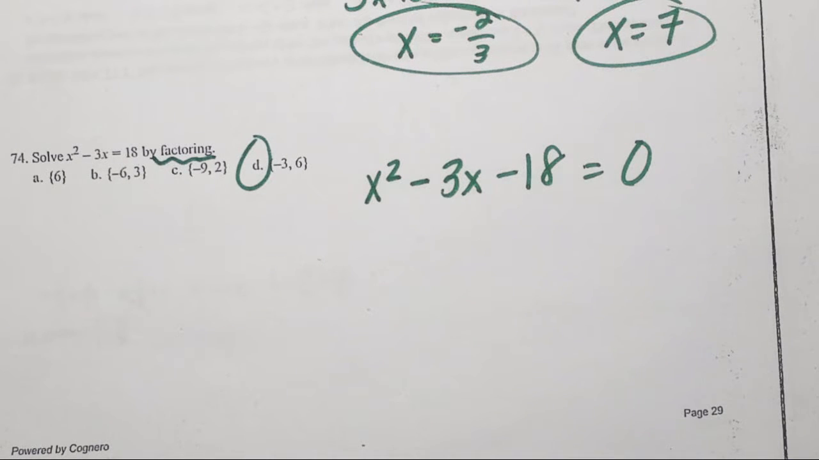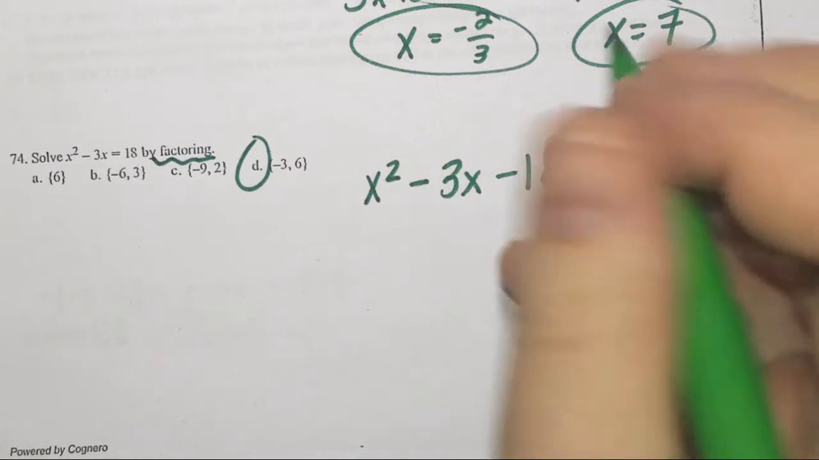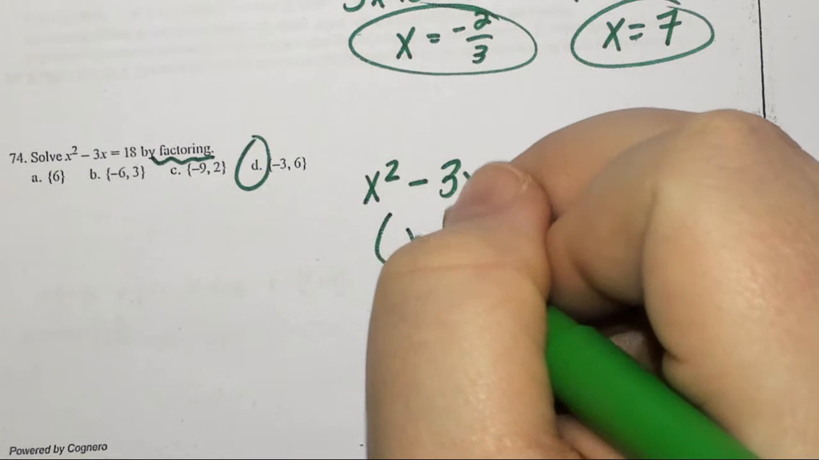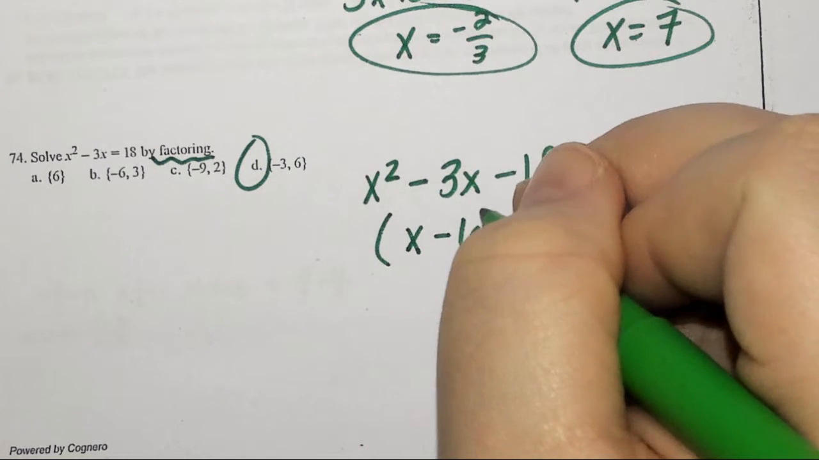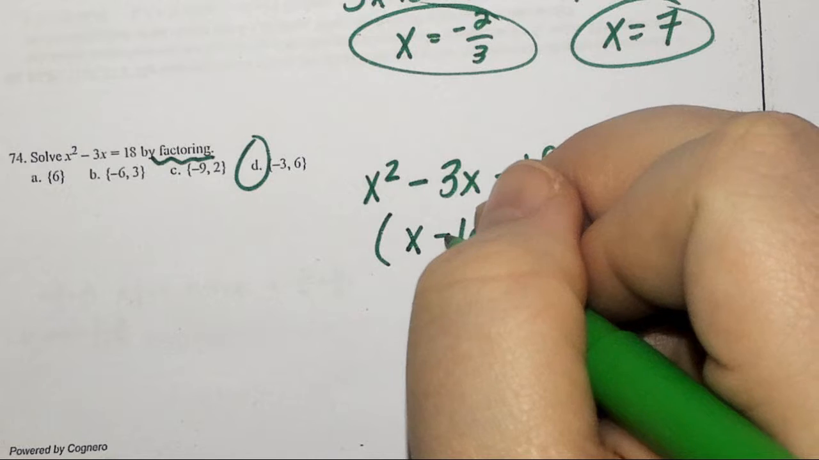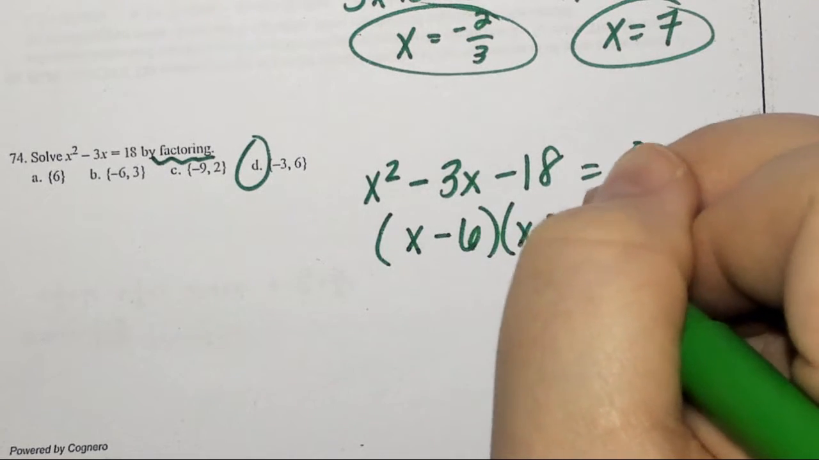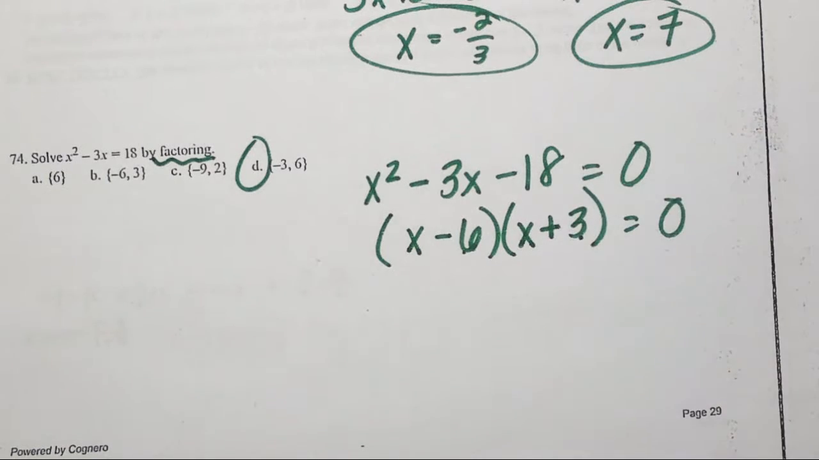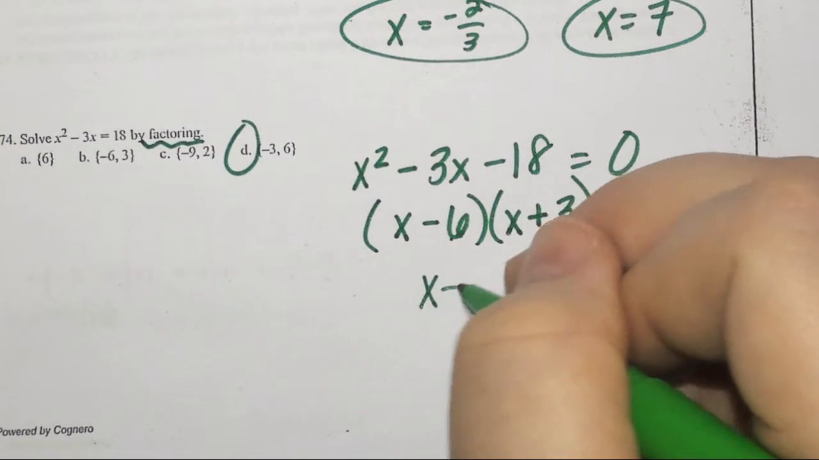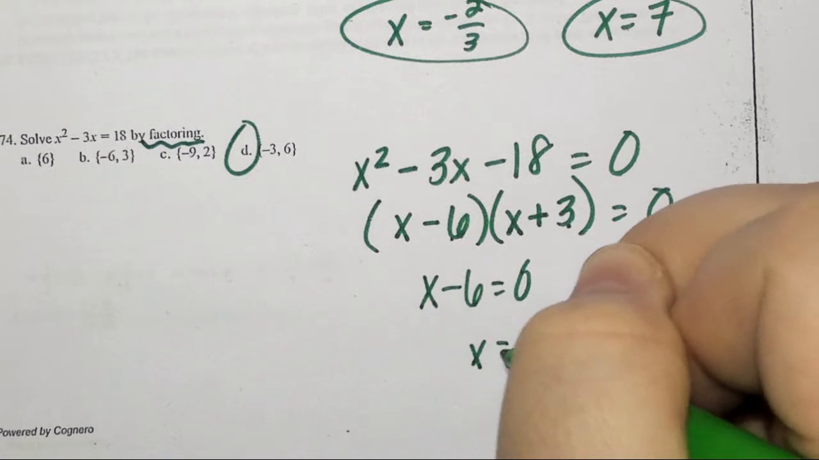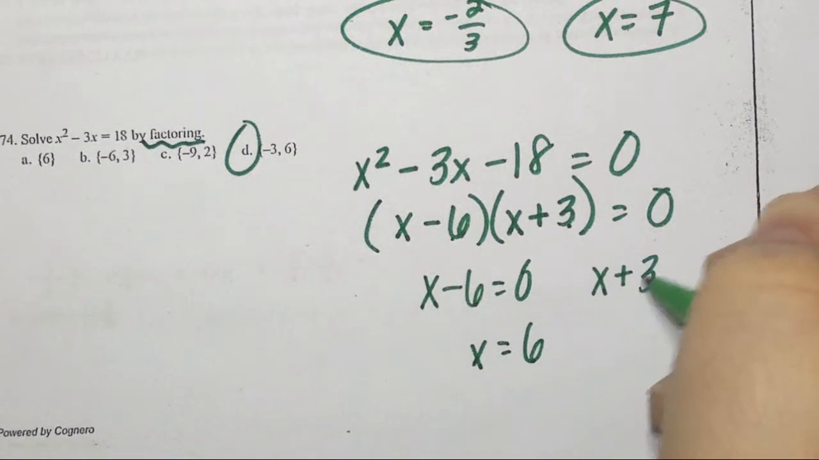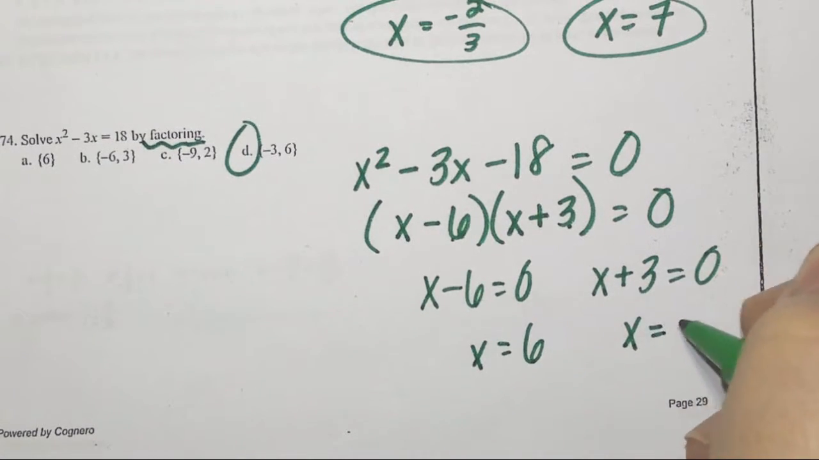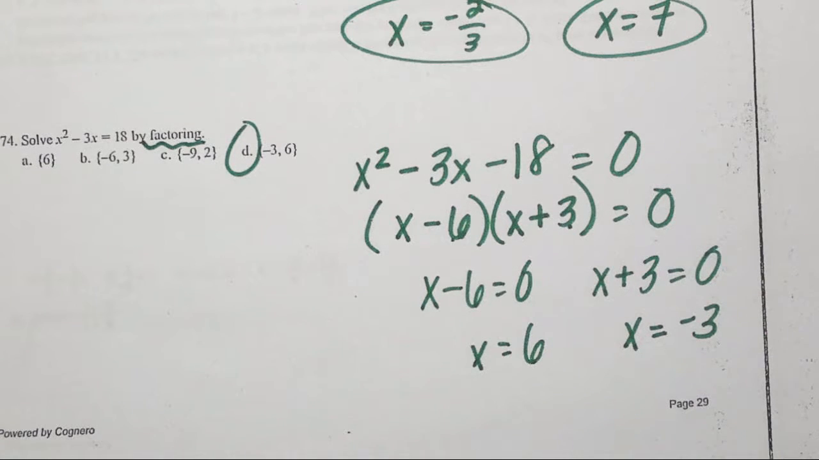Okay, so we moved everything to one side. You could graph this and see where it crosses the x-axis. Or you could factor. I know that -6 plus 3 gives me -3, and -6 times 3 gives me -18, so he's correct. If I set each of these equal to 0, I get x equals 6 and x equals -3. Okay, I'll leave it on that for a second.